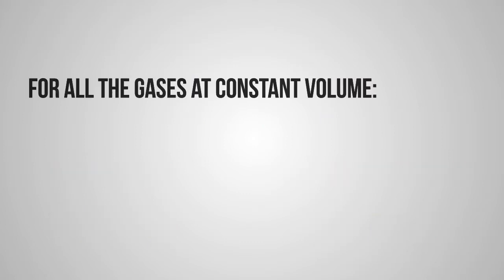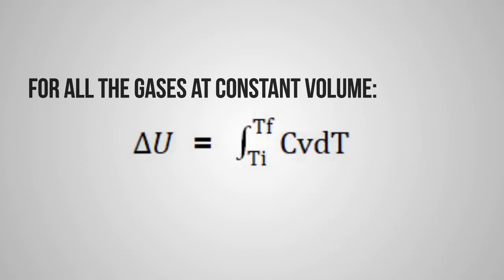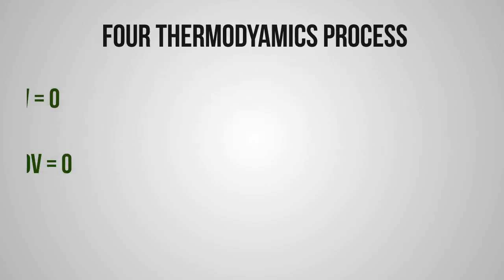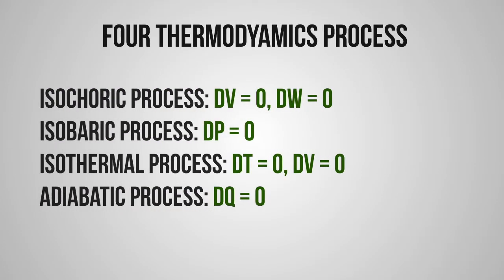For all gases at constant volume, delta U is equal to the integral of CV dT, where CV is equal to heat capacity over moles. For thermodynamic processes: Isochoric process, dV is equal to 0, and dW is equal to 0. Isobaric process, dP is equal to 0. Isothermal process, dT is equal to 0. Adiabatic process, dQ is equal to 0.